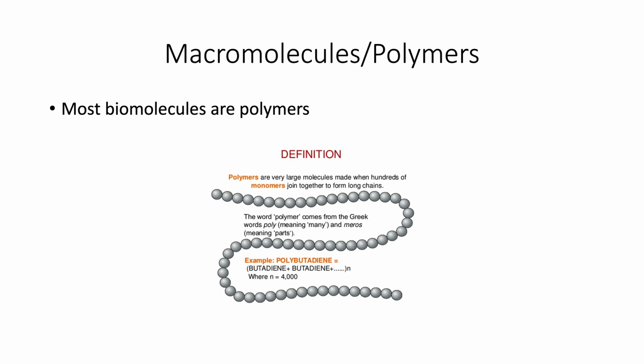Macromolecules or polymers. So macro, again, this is where we talked very early in the semester about understanding prefixes and things like that. So macro means really big. So macromolecules are really big molecules. All right, most biomolecules are polymers. So a polymer is, again, poly means many, mer is just a body, like isomer. So poly means many. A good example would be like beads on a string.